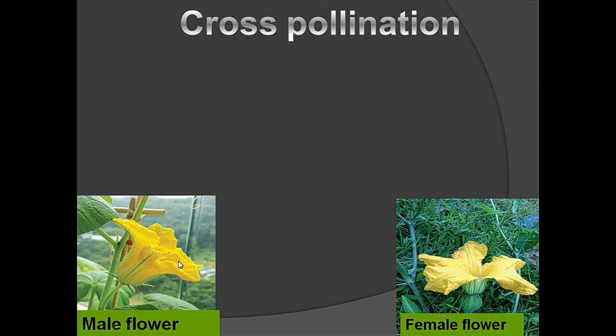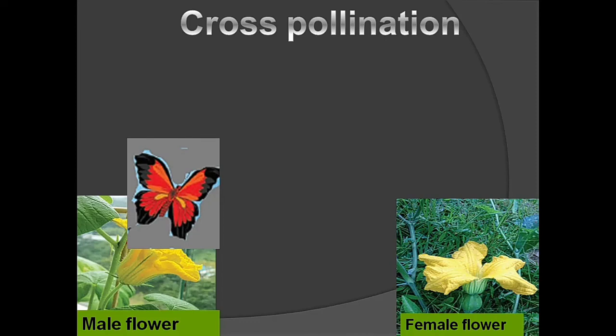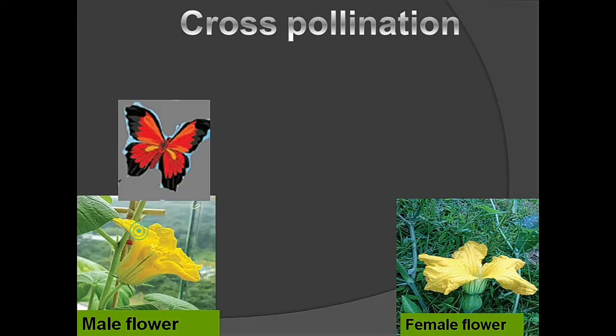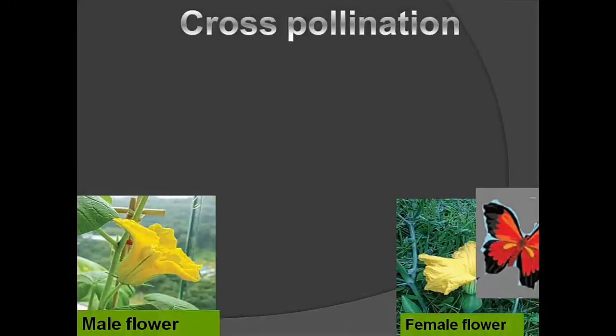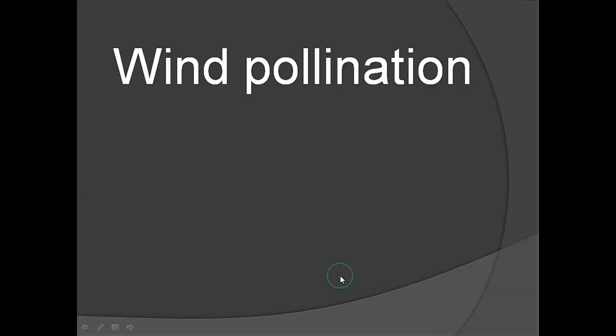Male plant produces pollen grains. From male plant, the pollen grains are carried to the female flower. Thereby cross-pollination takes place. An insect visits the male flower. From male flower, it carries pollen grains, and while sitting on the female flower, it deposits pollen grain on the stigma. This type of pollination is cross-pollination.